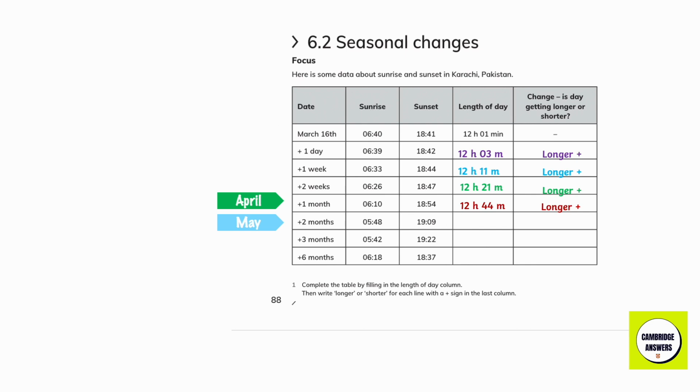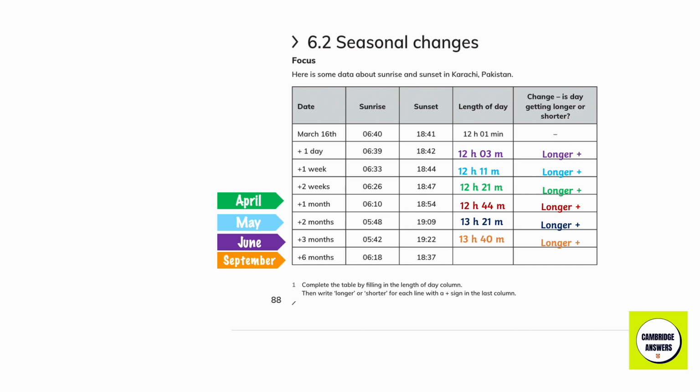March 16 plus 2 months. Sunrise is at 5:48 a.m. and the sunset is at 7:09 p.m. The length of the day is 13 hours and 21 minutes and the day is getting longer. March 16 plus 3 months, the sunrise is at 5:42 a.m. and the sunset is at 7:22 p.m. The length of the day is 13 hours and 40 minutes and the day is getting longer.